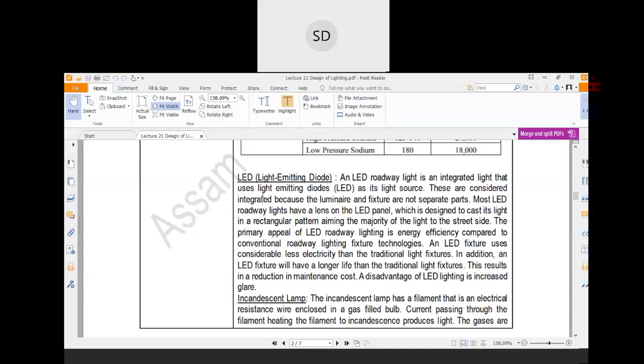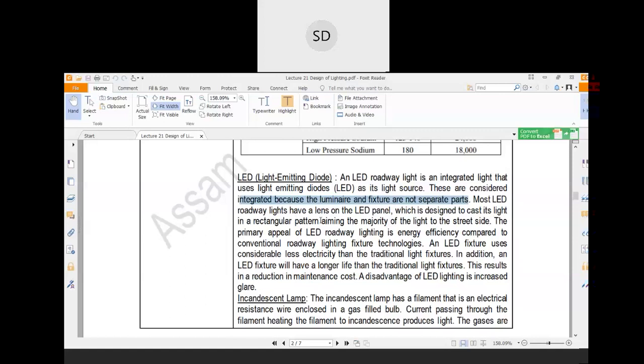Now LED means light emitting diode. An LED roadway light is an integrated light that uses light emitting diodes as its light source. They are considered integrated because the luminaire and fixture are not separate parts; they are a whole single part. Most LED roadway lights have a lens on the LED panel which is designed to cast its light in a rectangular pattern.